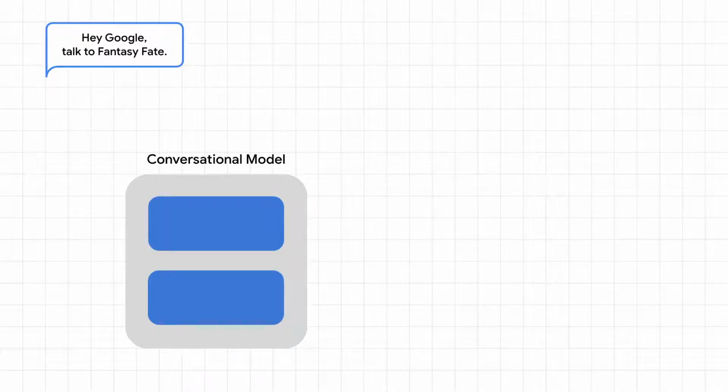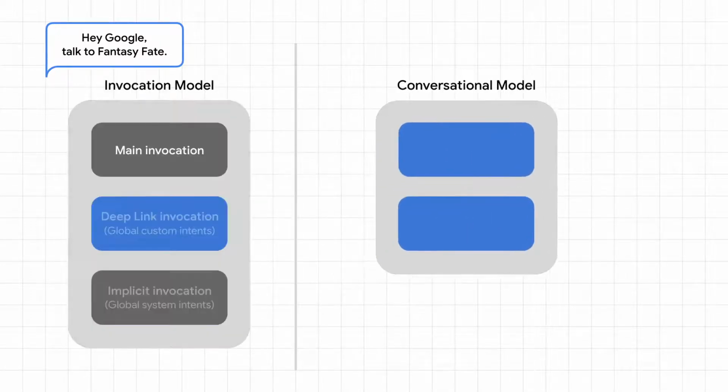Now that your action is invoked, let's go over the conversation model. This is the back and forth between the user and the Actions project. Let's continue using the fictional action called Fantasy Fate to walk through the model. When a user says, "Hey Google, talk to Fantasy Fate," Google Assistant invokes Fantasy Fate action. Then Fantasy Fate's conversation model takes over. The first part of the conversation model is that the user's request is processed. The second portion of the conversation model is processing the logic of that point of the conversation and generating a prompt back to the user.